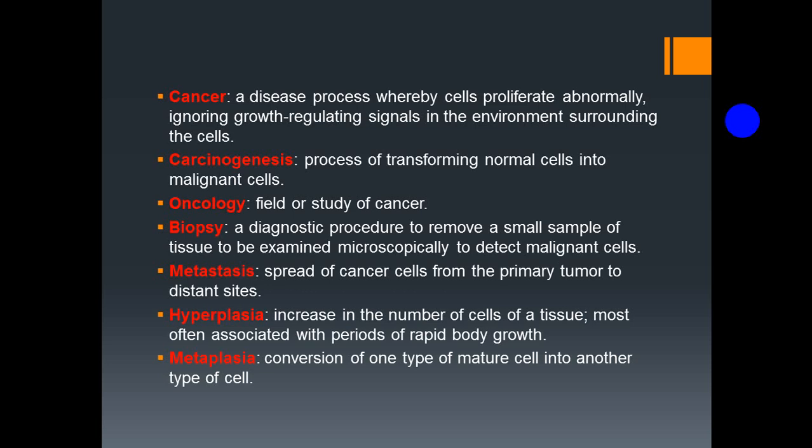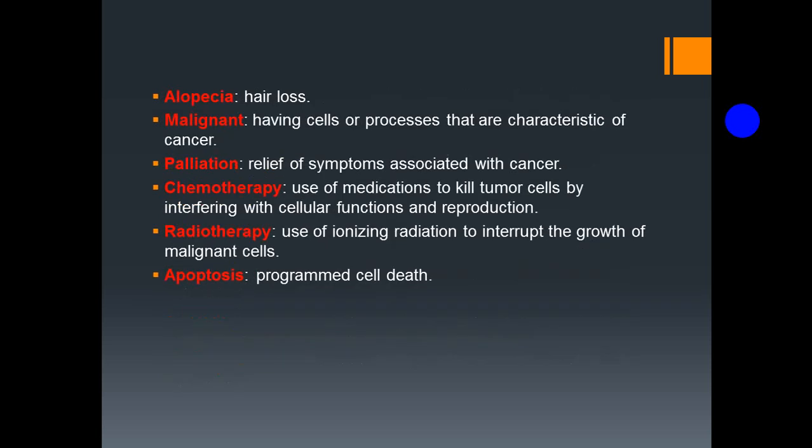Also, there's hyperplasia. Hyperplasia is an increase in the number of cells of a tissue, most often associated with periods of rapid body growth. Metaplasia is conversion of one type of mature cell into another type of cell. Alopecia is hair loss. Malignant: when we talk about cancer, we should talk about malignant, having cells or processes that are characteristic of cancer.